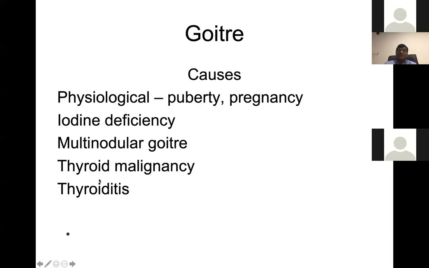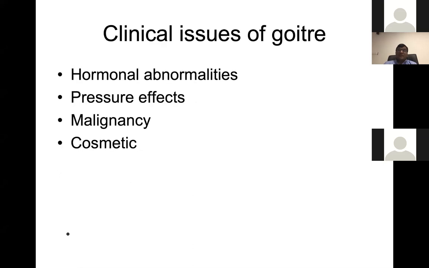Coming to the rest of it, goiter. The common causes of goiter are physiological goiter, iodine deficient goiter, multinodular goiter, thyroid malignancy, and thyroiditis. I will go faster here because they are not really much to do with pharmacology and therapeutics.